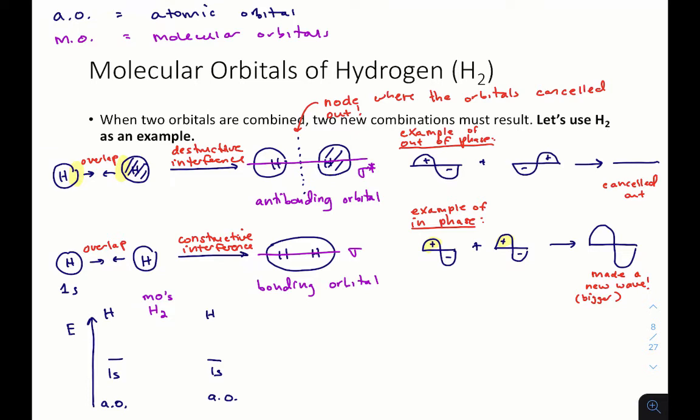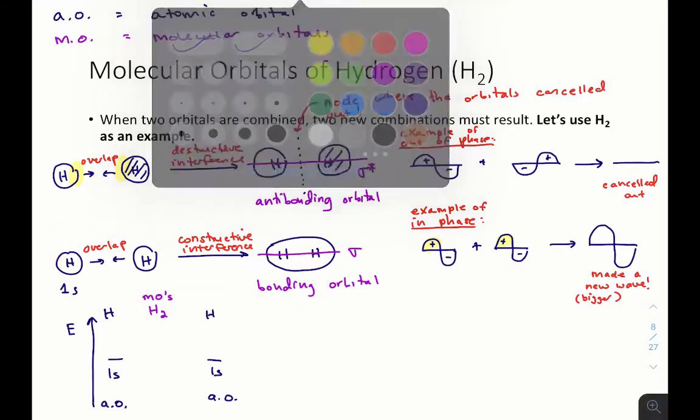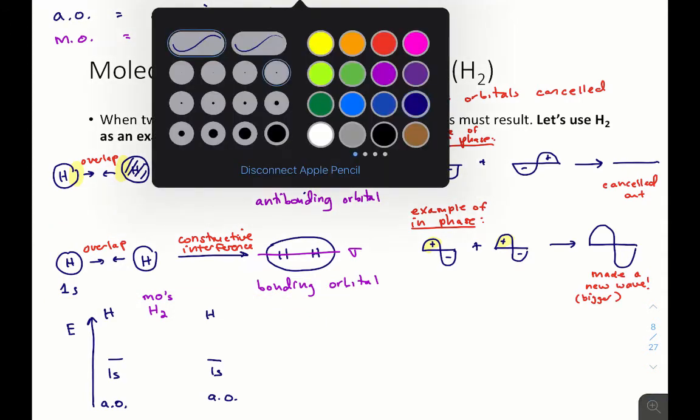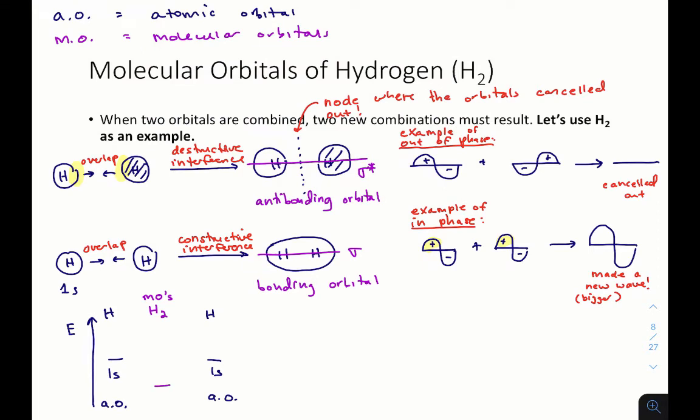When the two atomic orbitals overlap constructively in space to make the sigma molecular orbital, that orbital is lower energy than the atomic orbitals. So here it is. There's our sigma orbital. When the two 1s orbitals overlap out of phase, resulting in the sigma star orbital, that orbital is higher energy. Hey, there's a node now between the nuclei, and we said more nodes, higher energy.